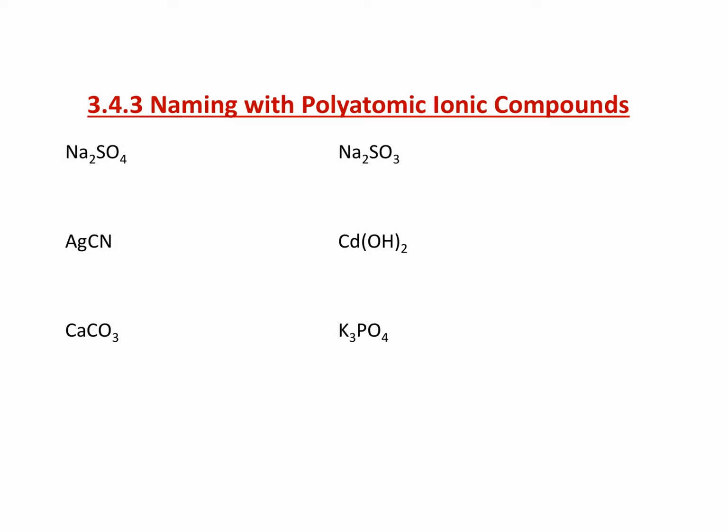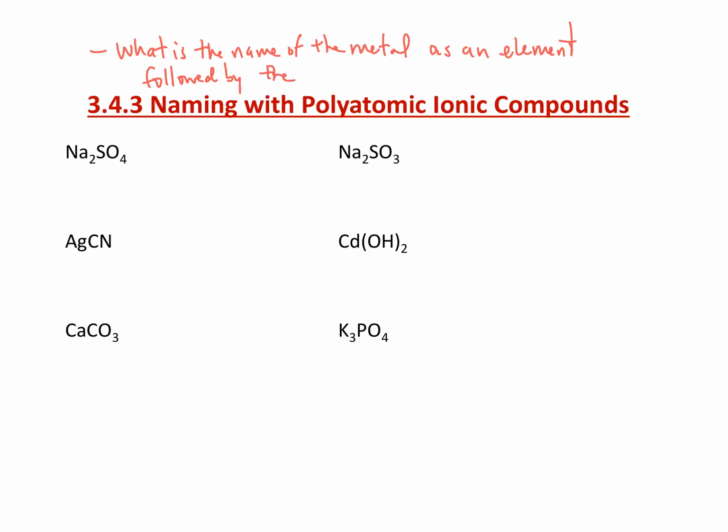So when we're naming with a polyatomic ion, it's just like an ionic compound. What's the name of the metal, followed by the name of the polyatomic ion. And remember, the metal comes first, so what is the name of the metal as an element, followed by the name of the polyatomic ion.